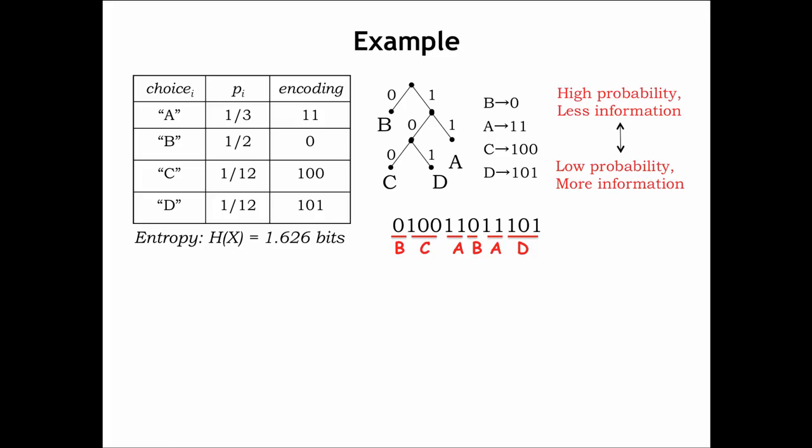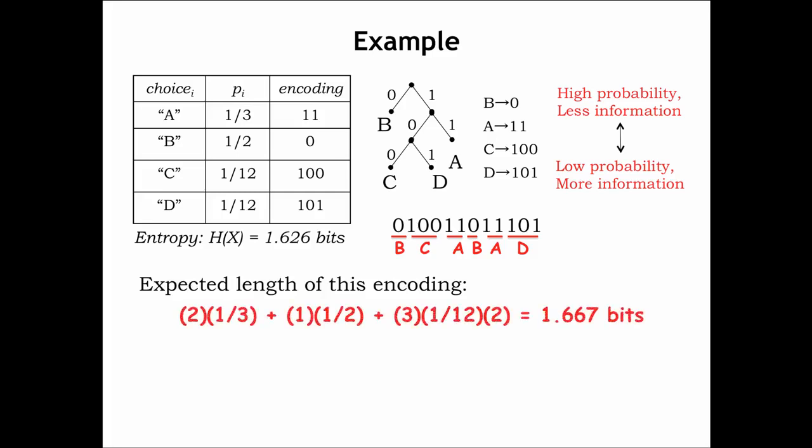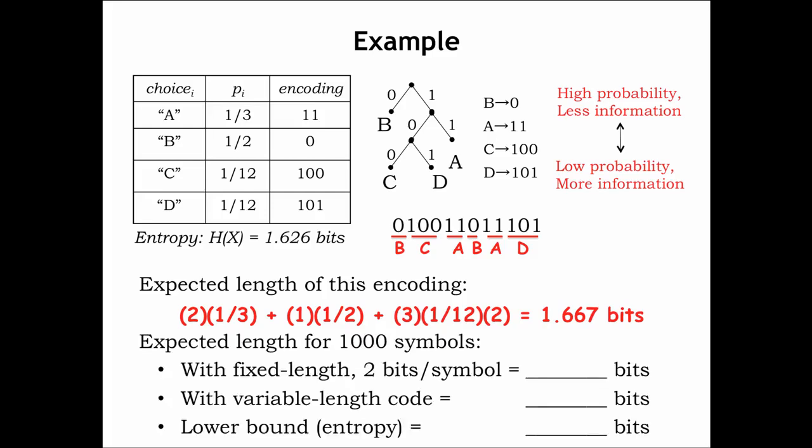Continuing on, 1, 1 gives us A, 0 decodes as B, 1, 1 gives us A again, and finally 1, 0, 1 gives us D. The entire decoded message is BCABABAD. The expected length of this encoding is easy to compute. The length of A's encoding, 2 bits, times its probability, plus the length of B's encoding, 1 bit times a half, plus the contributions for C and D, each 3 times 1/12. This adds up to 1 2/3 bits.